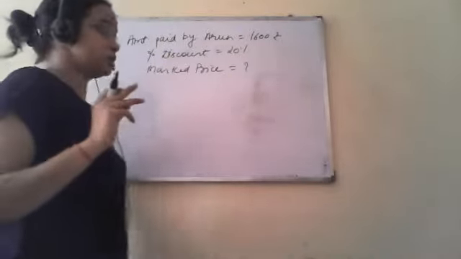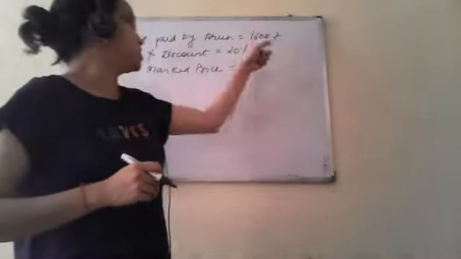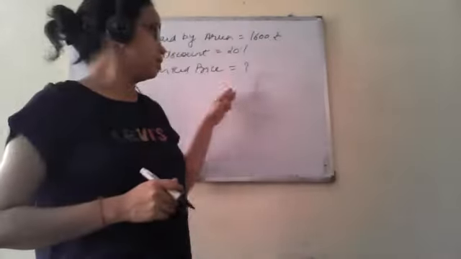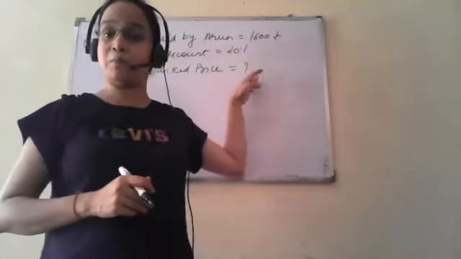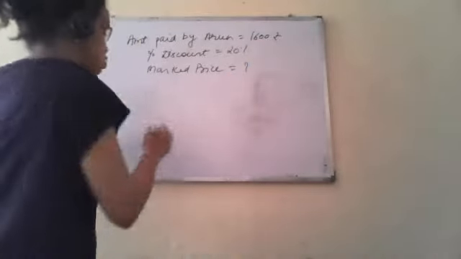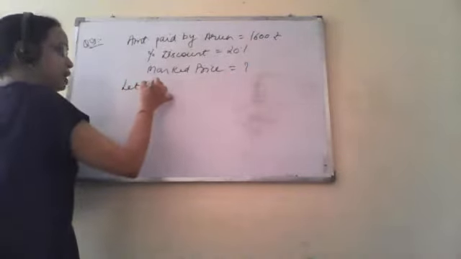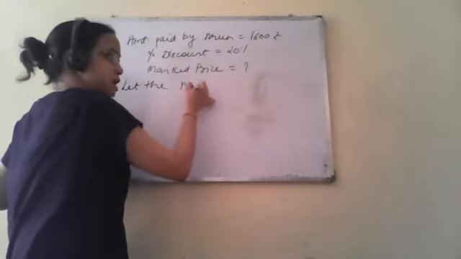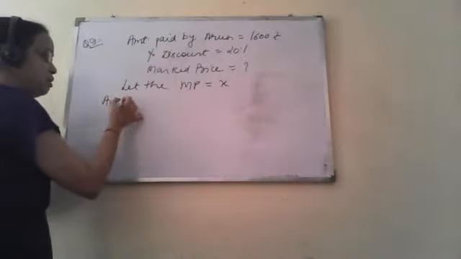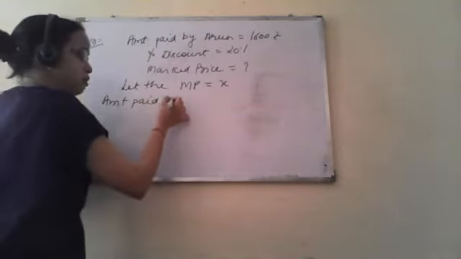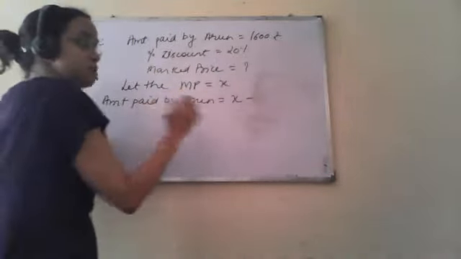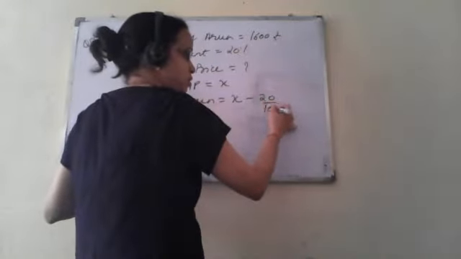Now I have already told you that the price paid by Arun is after the discount. It means this 20% discount of the mark price has been deducted, and after that the amount paid by Arun was 1600. So what do we do? Let the mark price, I am writing MP for mark price, be rupees X. So the amount paid by Arun would be this mark price minus 20% of this mark price.